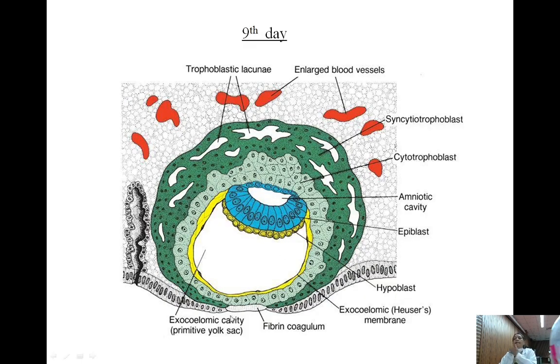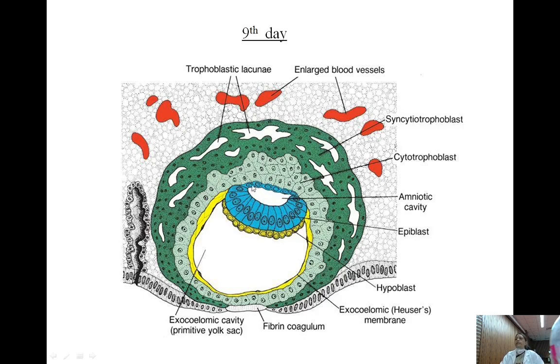Now on the 9th day, when it is implanted, you can see that there will be a gap, and that gap will ultimately be covered by a coagulum, a fibrin coagulum. Okay. And this dark green is the syncytiotrophoblast, and the light green is the cytotrophoblast, deep to the syncytiotrophoblast.